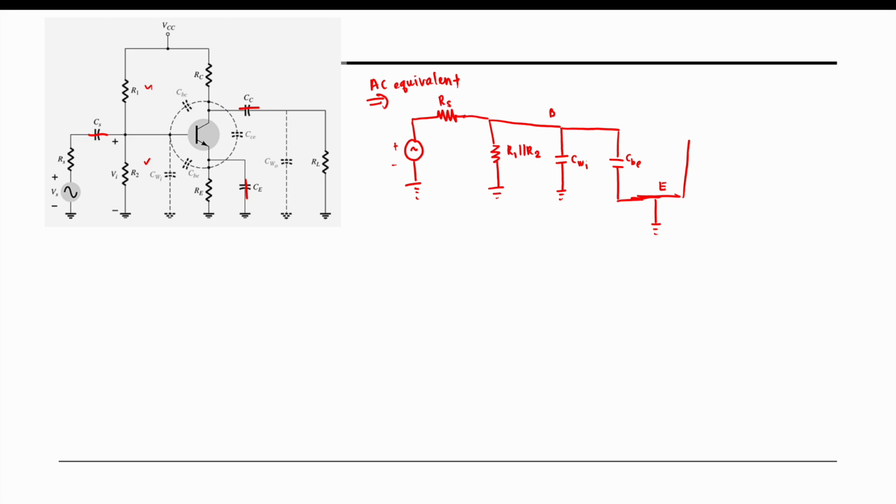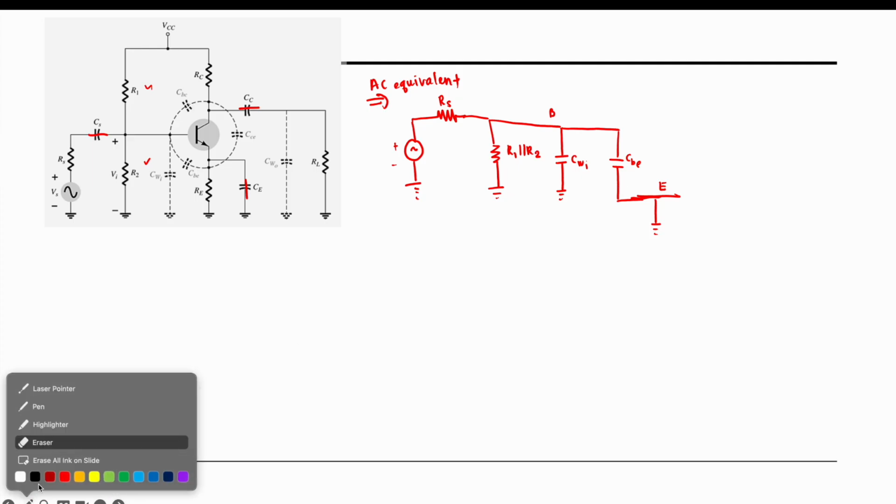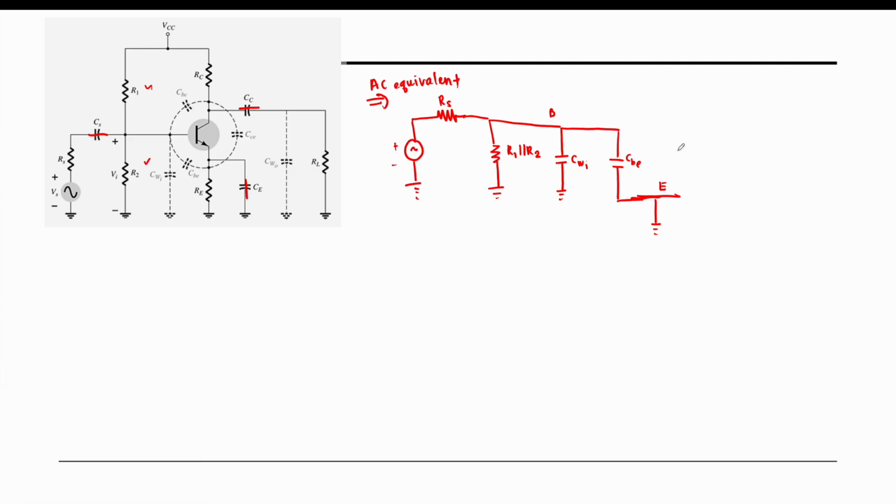Alright, I forgot about the GMV pi. So we still have GMV pi. Now here is our collector. Let's assume our VA is equal to infinity, so we don't have our R naught. I forgot to mention, since the emitter capacitor is short, all your current will flow here, so that's why there's no resistor at this part.